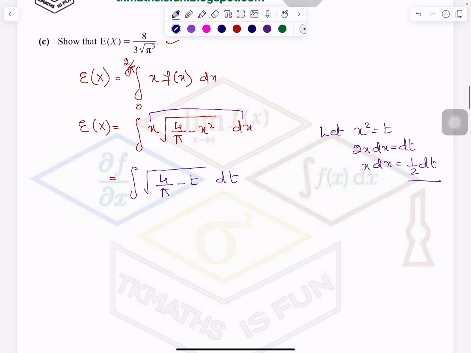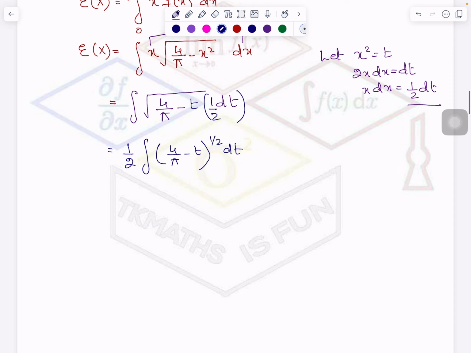First of all, let's integrate this function now. So I got here half dt, so it is half also coming here, right? In place of x dx. Half you can take common out. What are you left with? 4 over pi, I'm writing in the index form to make it easy to understand. So now you know the integration. It is half, 4 over pi minus t. Half plus 1 is 3 over 2. So 3 over 2 times the coefficient of t, which is minus 1.